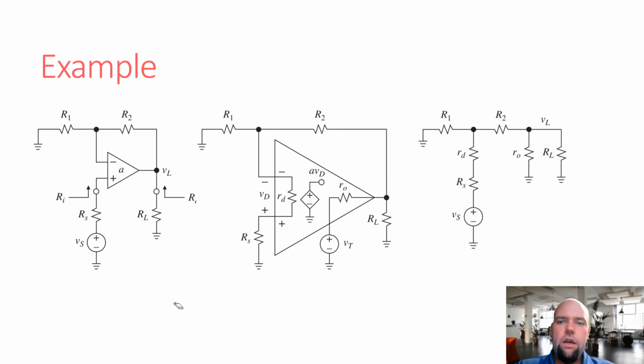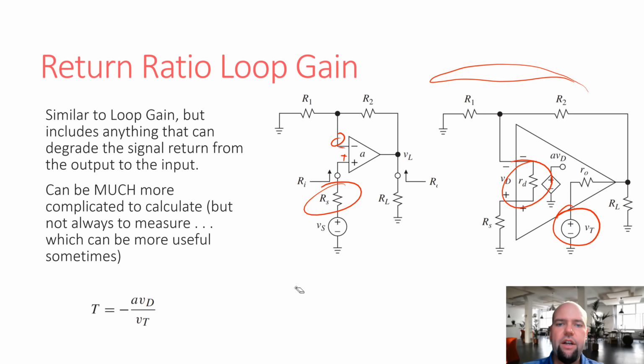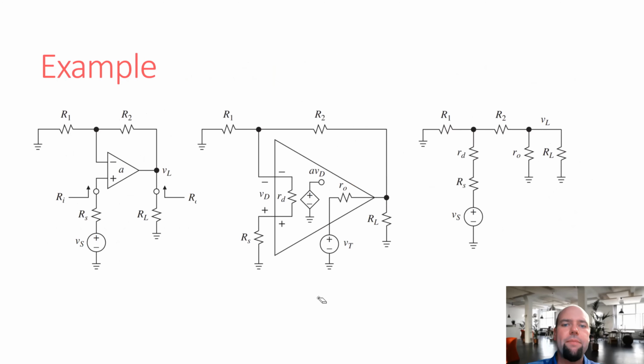Okay, so here is an example that we showed here. This is how we would set up the circuits to test these. This would be the circuit to test for the return ratio, and this would be the circuit to test for the feed through gain.